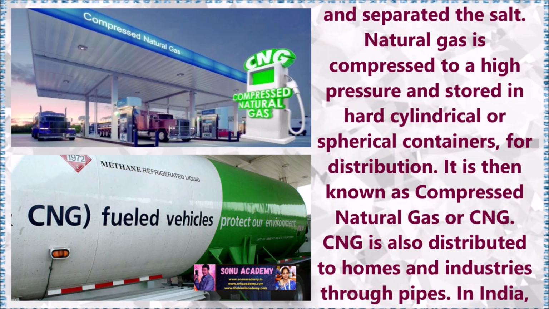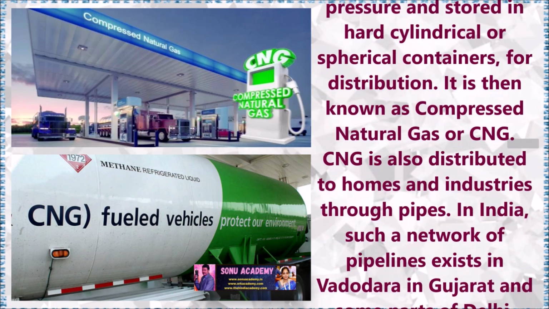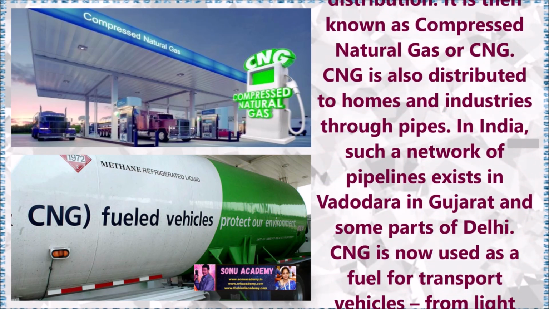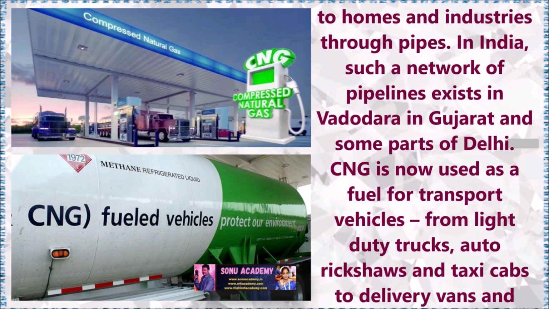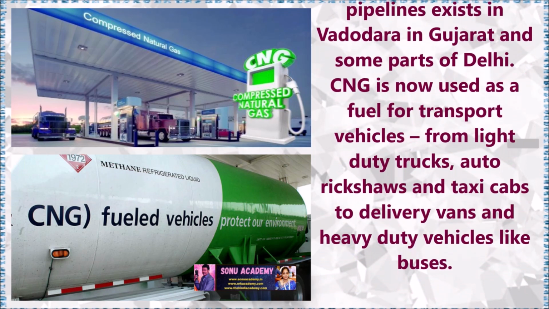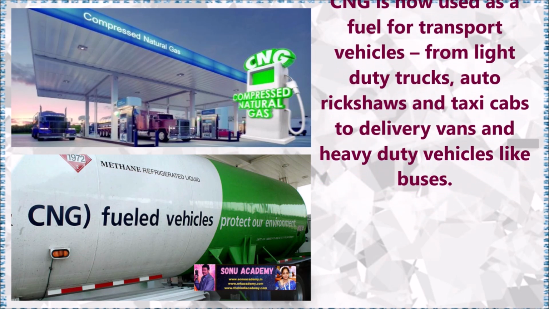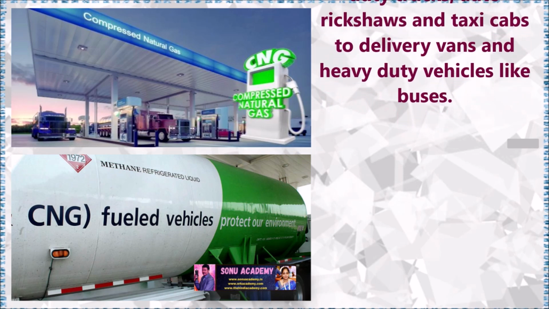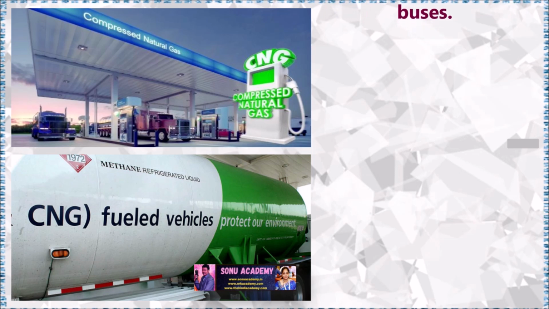Natural gas is compressed to a high pressure and stored in hard cylindrical or spherical containers for distribution. It is then known as compressed natural gas, or CNG. CNG is also distributed to homes and industries through pipes. In India, such a network of pipelines exists in Vadodara in Gujarat and some parts of Delhi. CNG is now used as a fuel for transport vehicles, from light duty trucks, auto rickshaws and taxi cabs to delivery vans and heavy duty vehicles like buses.